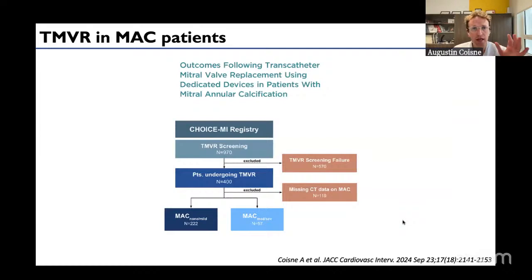That being said, of course, mitral annular calcification can be an issue in the selection of the device. Using the CHOICE-MI registry, once again, we looked at patients with echo and CT scan analysis. We divided the population in two: patients with no or mild MAC, 222 patients, and patients with moderate and severe MAC, 57 patients.